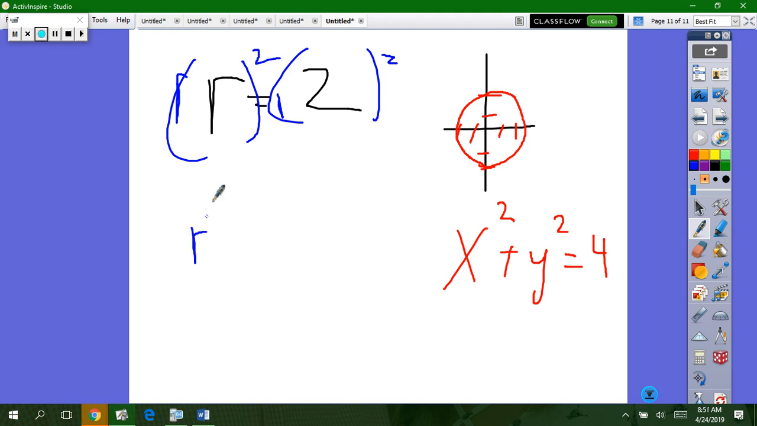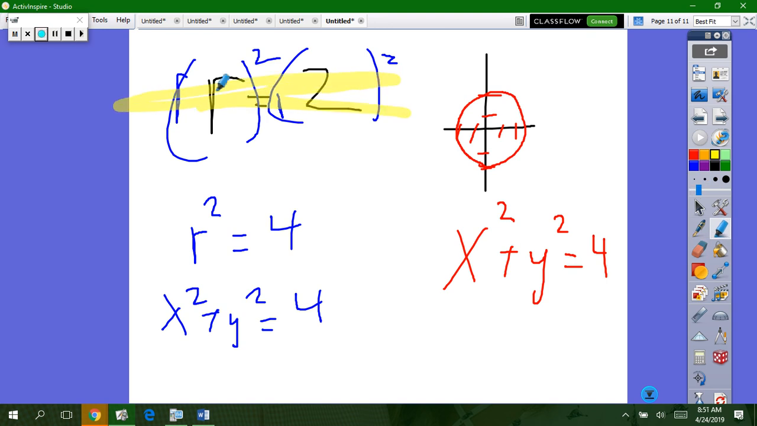R squared equals 4. But what is r squared? We've already learned that too. And there it is. I would highly know how to do this one. Double, double, wink, wink, hint, hint. Not that that's hard.